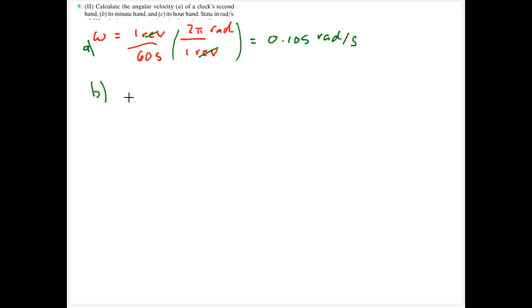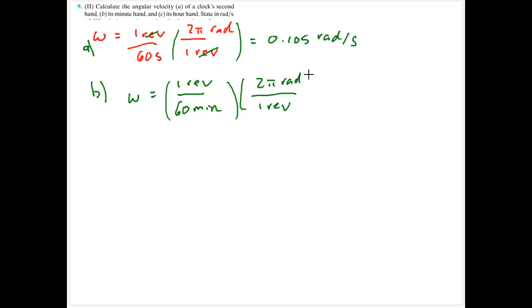Part B, it's asking me for the minute hand, and I know that that's going to do 1 revolution every 60 minutes. Now I'm going to say, well, I know that in 1 revolution there's going to be 2 pi radians, and in 1 minute there's going to be 60 seconds. So my angular velocity is now going to be 1.744 radians per second.